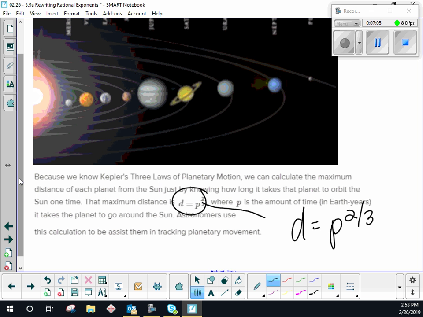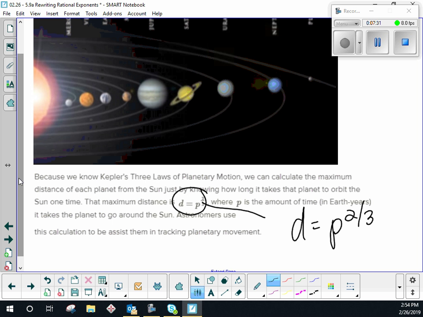in the 1500s, right? So I was close, 500 or so years ago, found that this formula, the maximum distance that a planet is from the sun at any given time, is D equals P to the 2/3, where P is the amount of time it takes a planet to go around the sun. And so what are some reasons why that formula would be important? Why would we care how far or close something is to the sun?